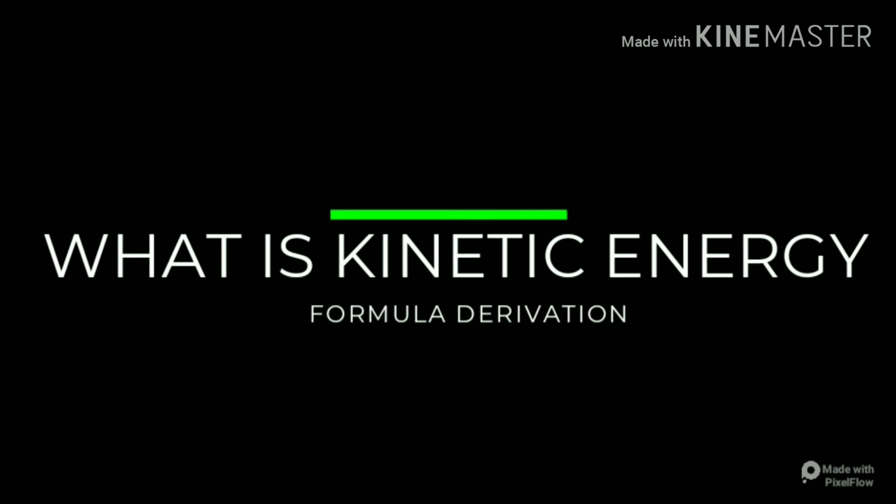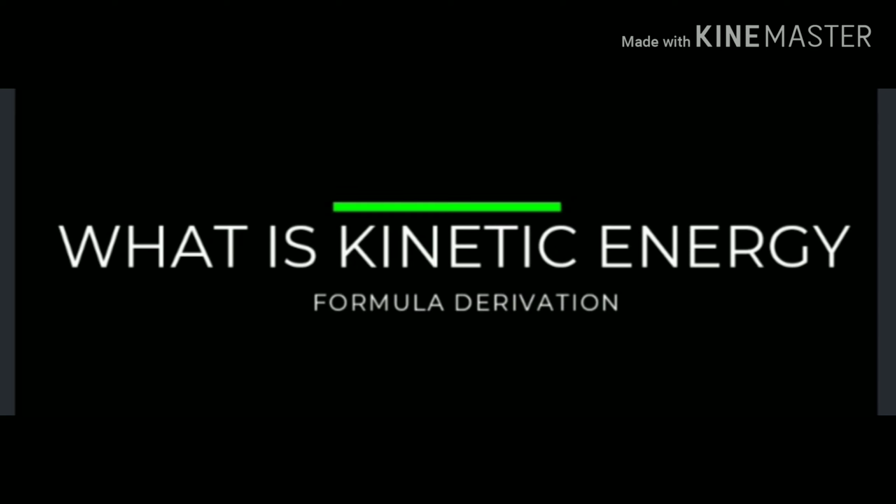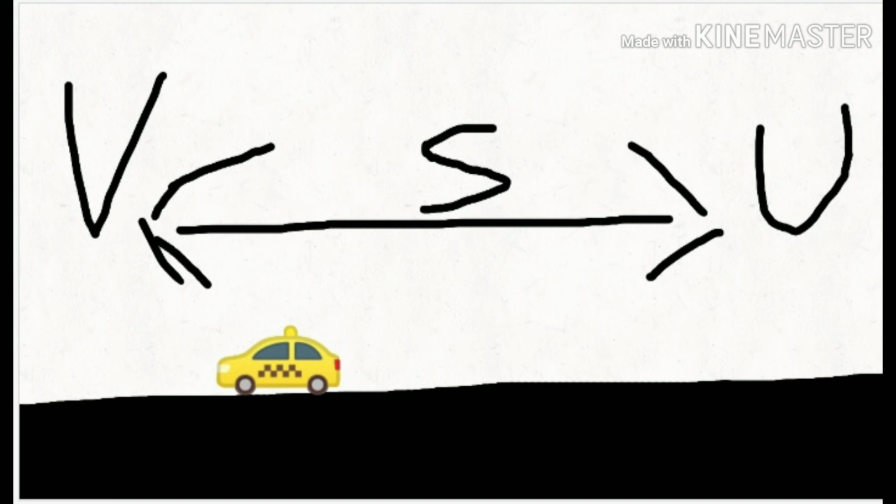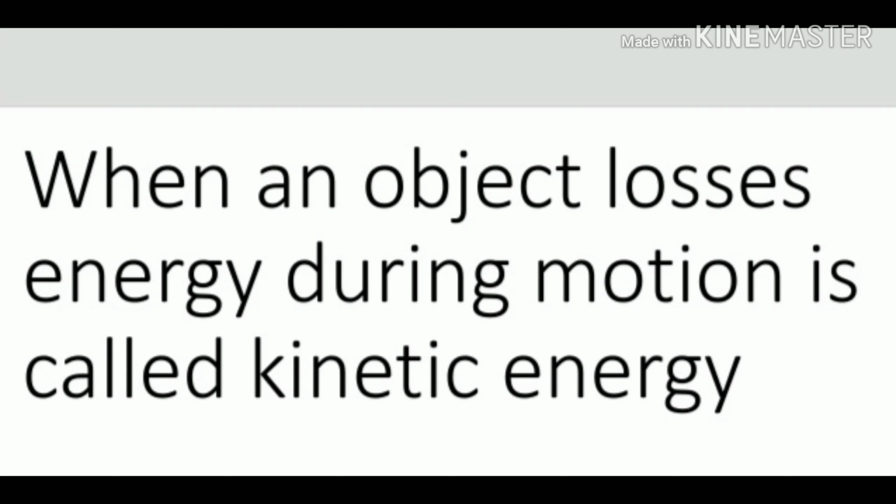Today let us learn about kinetic energy and its formula derivation. Let us start with an example. A car was moving and stops. It had lost its fuel, meaning loss of energy. So we can also say that when an object loses energy during motion, it is called kinetic energy.